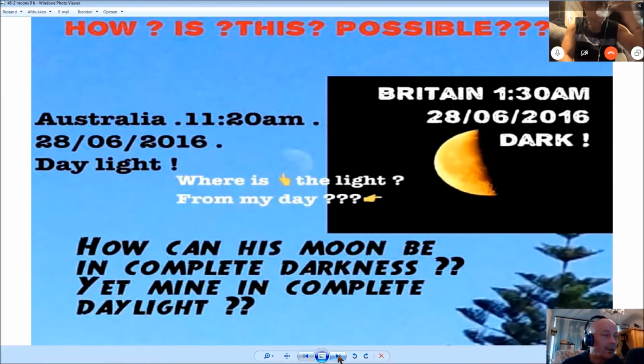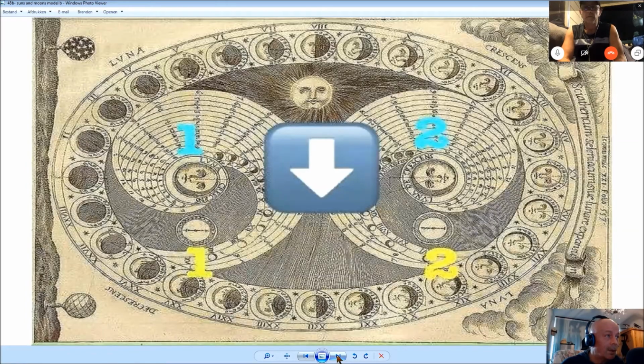Yeah, people also talk about how people can see Australia at 11:20 a.m. and Britain at 1:30 a.m., and we go to the next one. Do you want to talk about this one again?